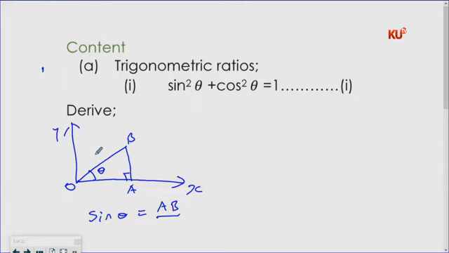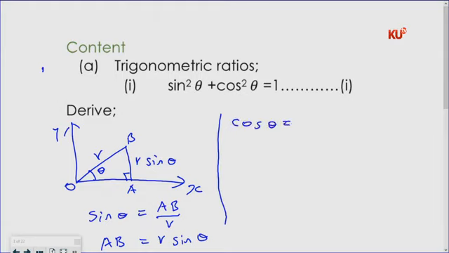Let's call our OB R, which stands for radius. So I'll have AB over R. If I want to get AB, I'll multiply both sides by R. Therefore, my AB will be equal to R sine theta. So our AB is equal to R sine theta. Very good, learner.